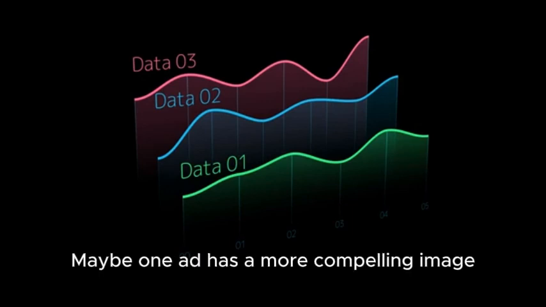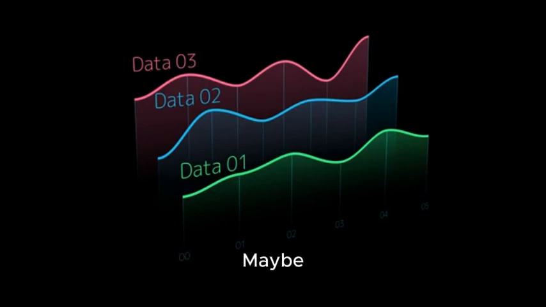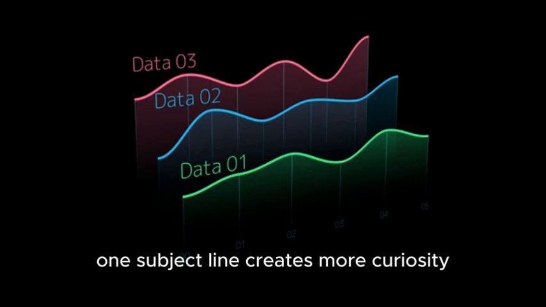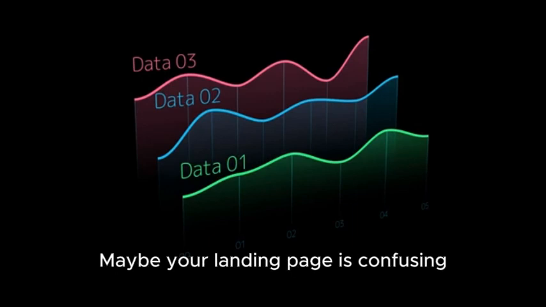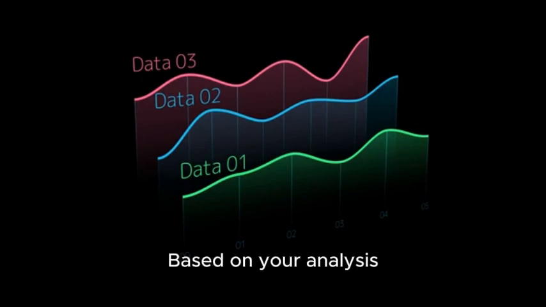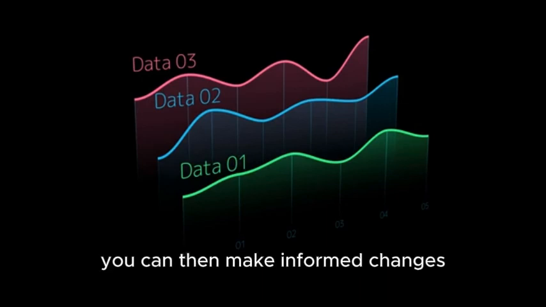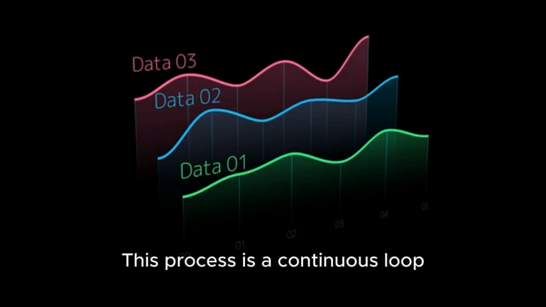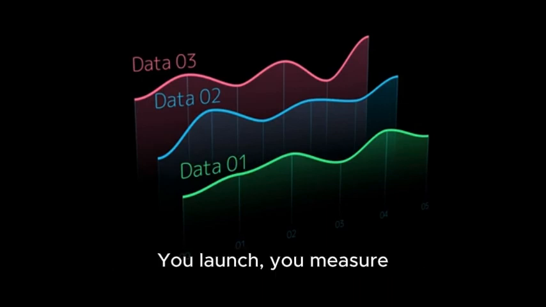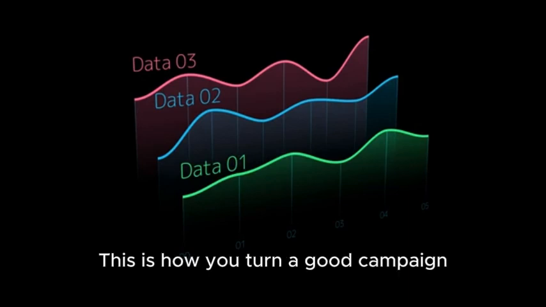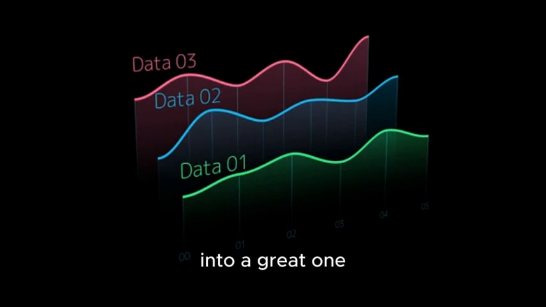Maybe one ad has a more compelling image. Maybe one subject line creates more curiosity. Maybe your landing page is confusing. Based on your analysis, you can then make informed changes. This process is a continuous loop. You launch, you measure, you analyze, you optimize, and you repeat. This is how you turn a good campaign into a great one.